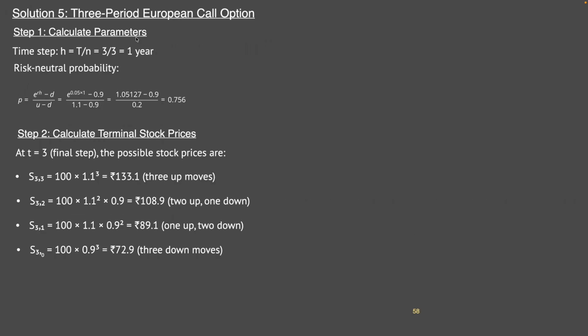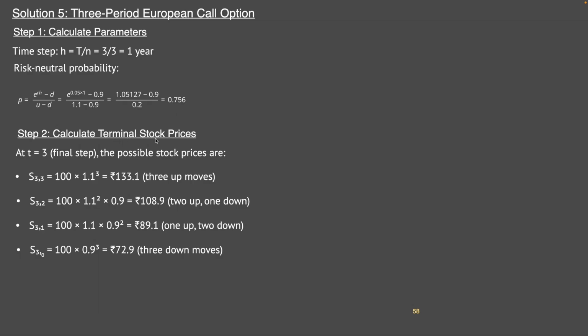Now let us calculate the parameters. First, we have to calculate the risk neutral probability. What is the formula? Small p is equal to e to the power of rh minus d divided by u minus d. So the probability value will be 0.756. It means the probability of an up move of the underlying is 75.6% and a down move is around 24.4%, that is 1 minus 0.756.